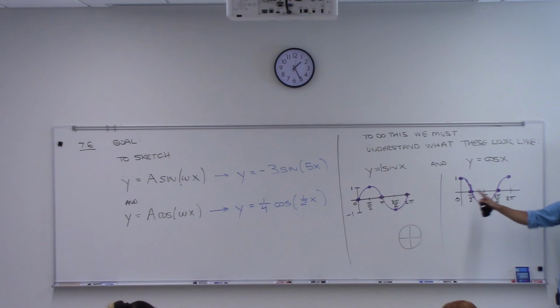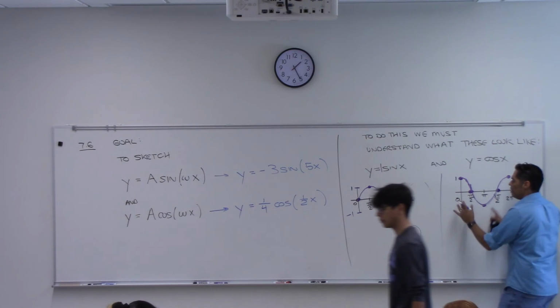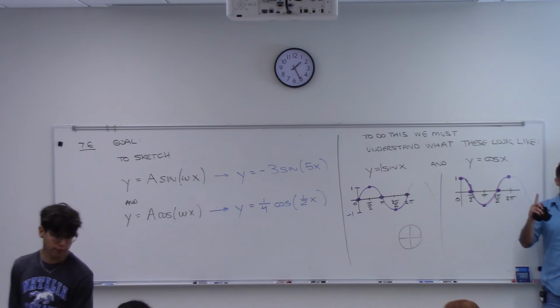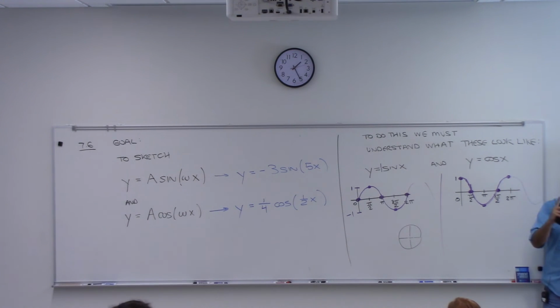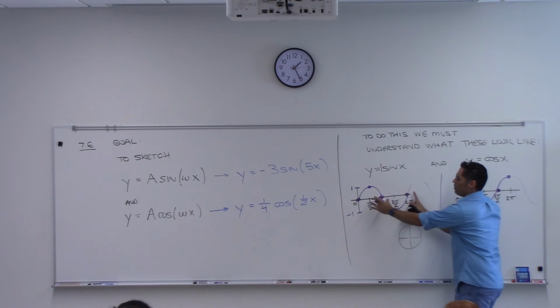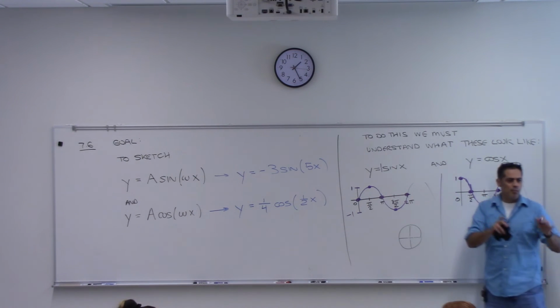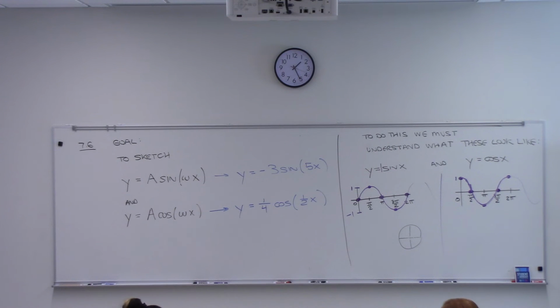They're different, right? They look a little different. But if we were to continue this, they're going to look exactly the same, just shifted over. If you shift this over a little bit, you would have cosine. We'll talk more about that later, when we talk about phase shift.